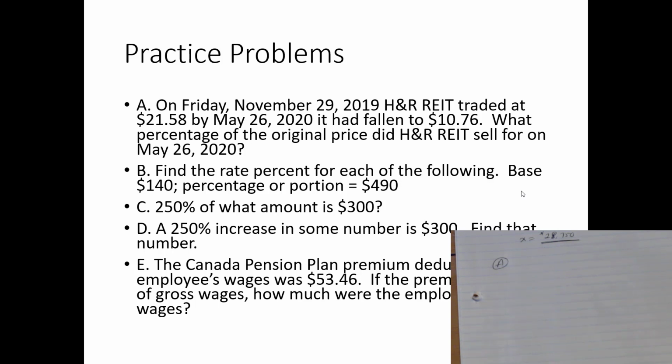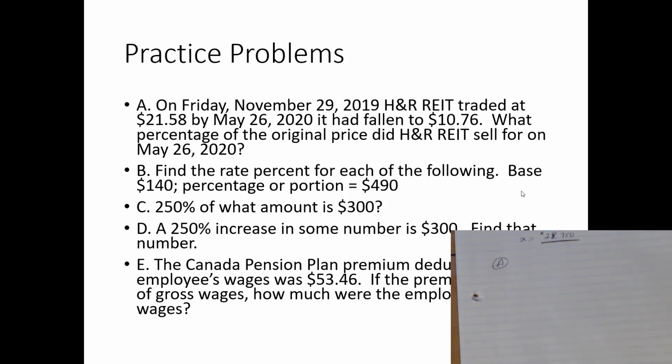Again, it's a way of investing in real estate so that you have a portfolio of properties. This H&R REIT traded at $21.58. By May 26, 2020, it had fallen to $10.76. Ouch. COVID-19 really did a number on this particular REIT. What percentage of the original price did H&R REIT sell for on May 26, 2020?